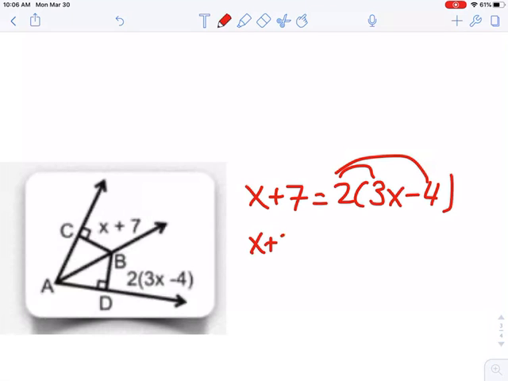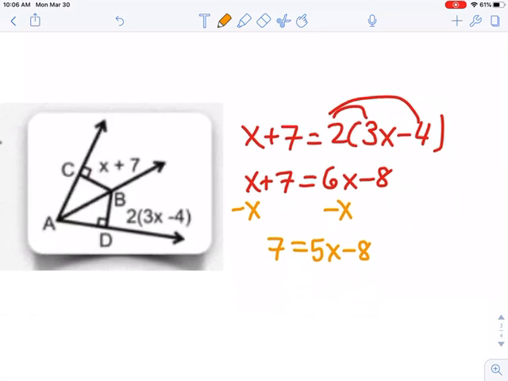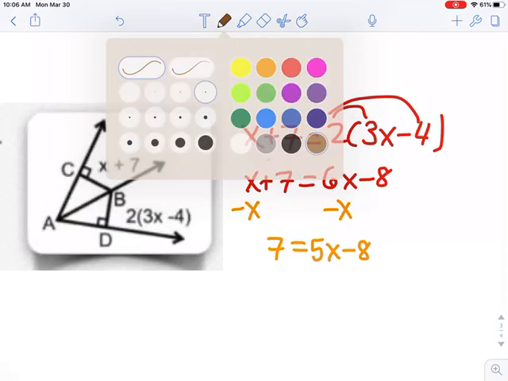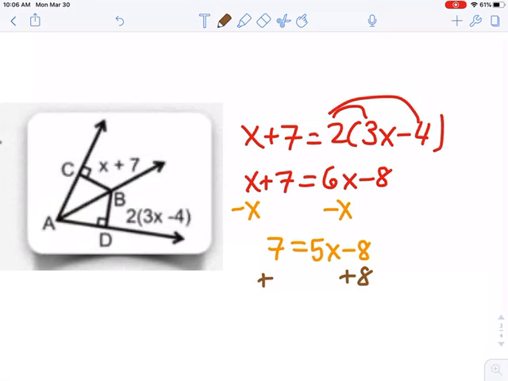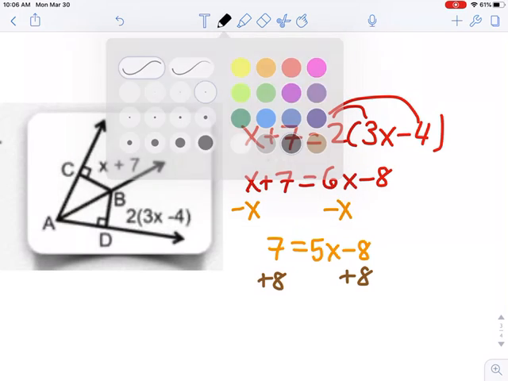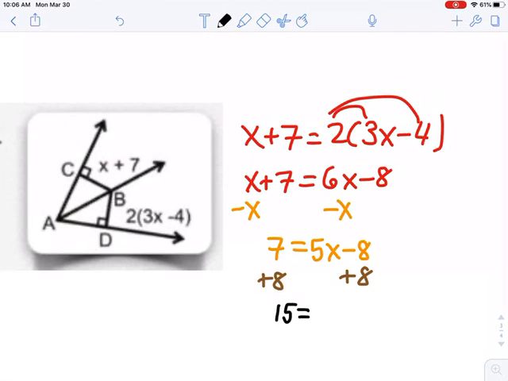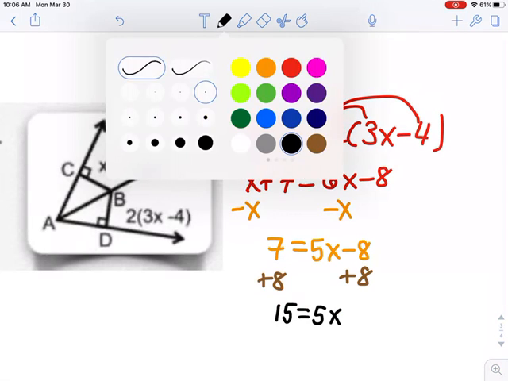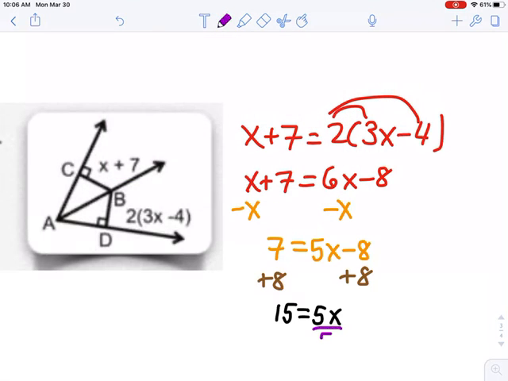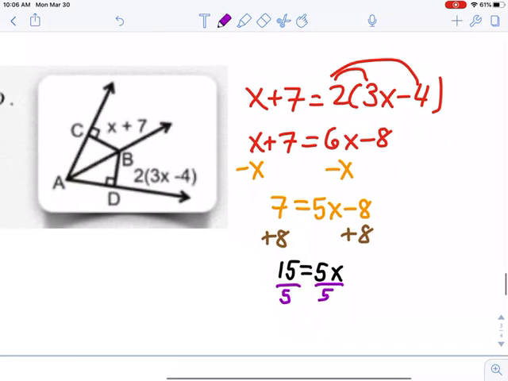Distribute: x plus 7 equals 6x minus 8. Subtract x from both sides. We're going to get 7 equals 5x minus 8. Add 8 to both sides. We're going to get 15 equals 5x. Divide both sides by 5. We're going to get 3 equals x.